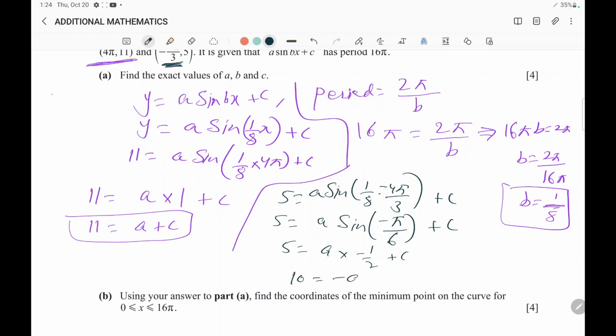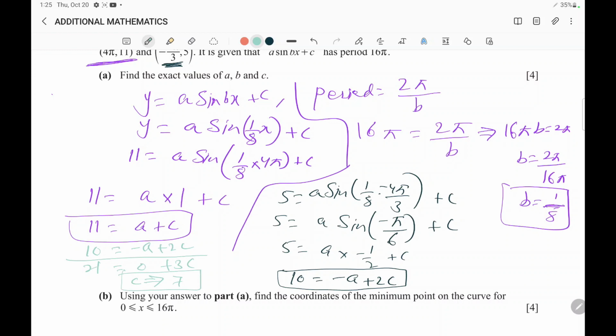So 10 minus a plus 2c, right? This is another equation: 10 equals minus a plus 2c. We have to add these two, or solve these two. So 11 equals a plus c, and 10 equals minus a plus 2c. Just add these two. So this is 21, this is 0, this is 3c. So c will be 21 over 3, that's 7. Okay, so we got c equals 7.